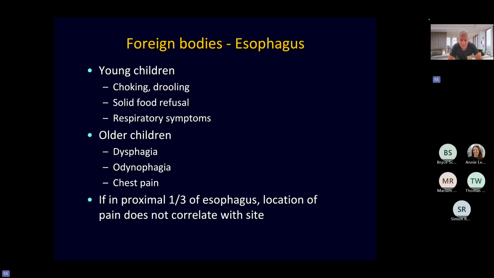Keep in mind that if a foreign body is in the proximal third of the esophagus, the location of pain does not correlate with the site. Usually, if the patient is in pain from an object in the proximal third of the esophagus, they may point to their neck. In the distal two thirds of the esophagus, wherever they're pointing, that's where the problem is.